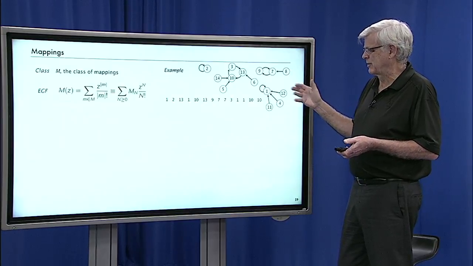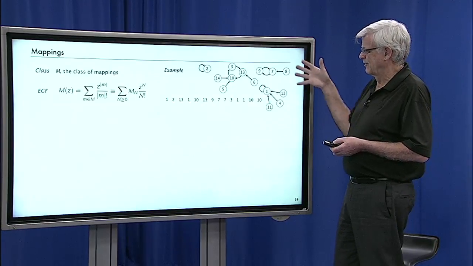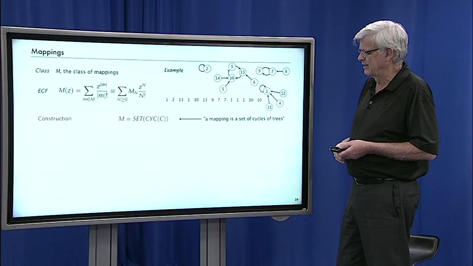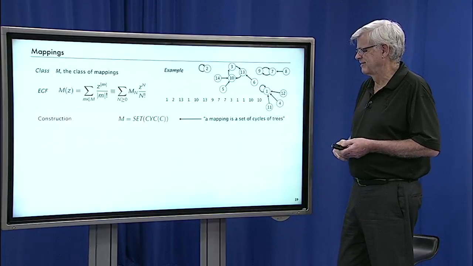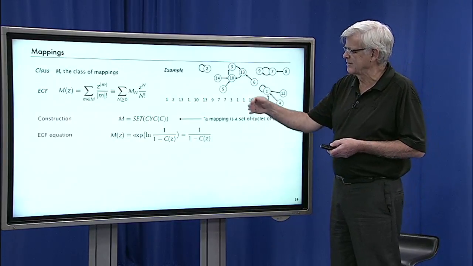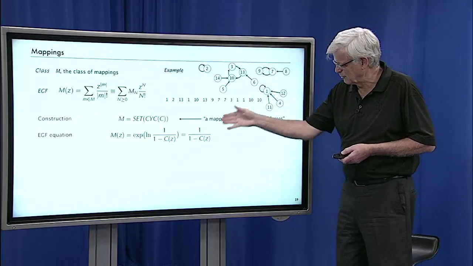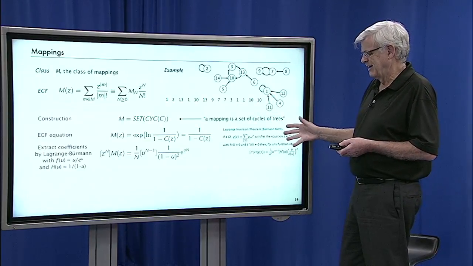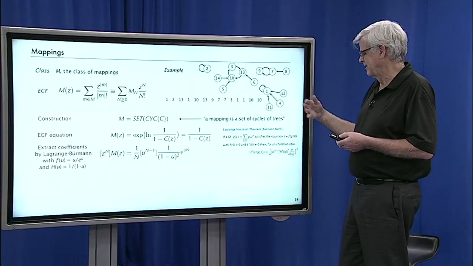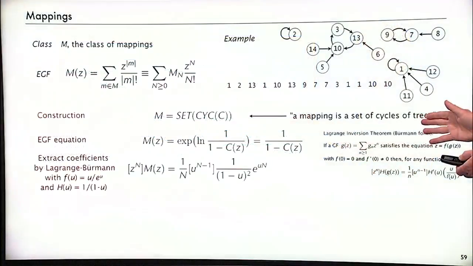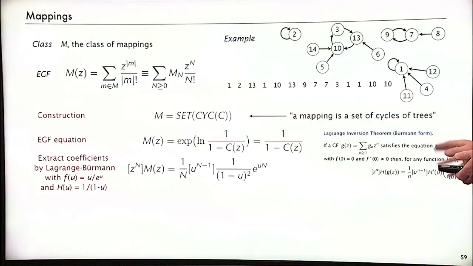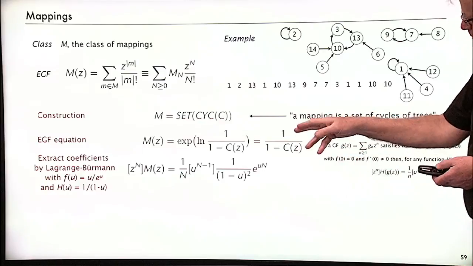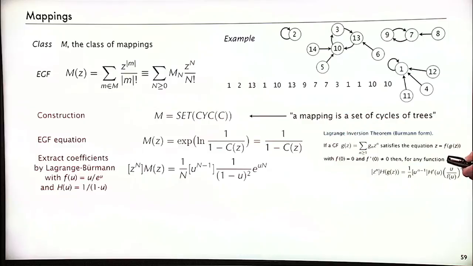And then mappings, how many mappings are there? So that's going to cover all possibilities. And again, what's a mapping? A mapping is a set of cycles of Cayley trees. So it's going to be e to the log of 1 over 1 minus cz, which is just 1 over 1 minus cz. And that one we can get with the extended Lagrange inversion with our h function equals 1 over 1 minus u. If you do the math, h prime of u is 1 over 1 minus u squared, so it's the coefficient of u to the n minus 1 over n, and 1 over 1 minus u squared times e to the un.